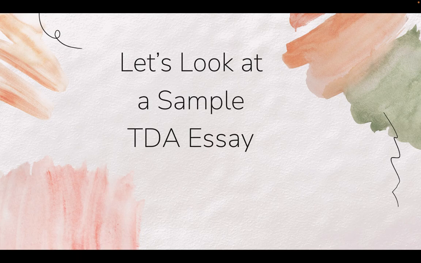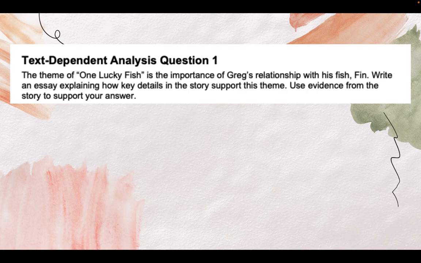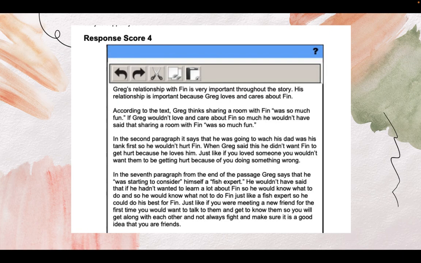Before we begin crafting our own, let's take a look at a level 4 essay. The prompt for this essay is this. The theme of One Lucky Fish, which was the text the student read, is the importance of Greg's relationship with his fish, Finn. Write an essay explaining how key details in the story support this theme. Use evidence from the story to support your answer. So let's take a look at the student's essay.